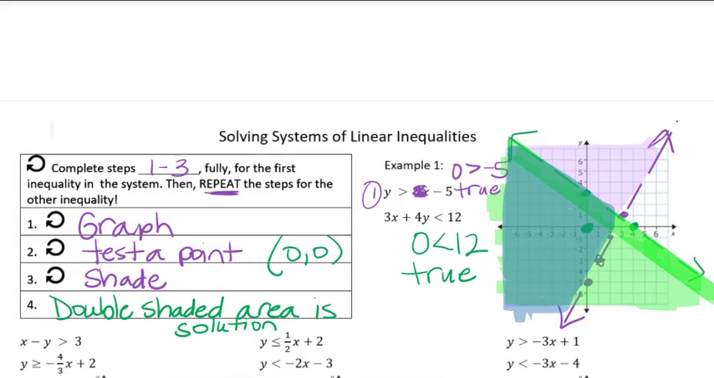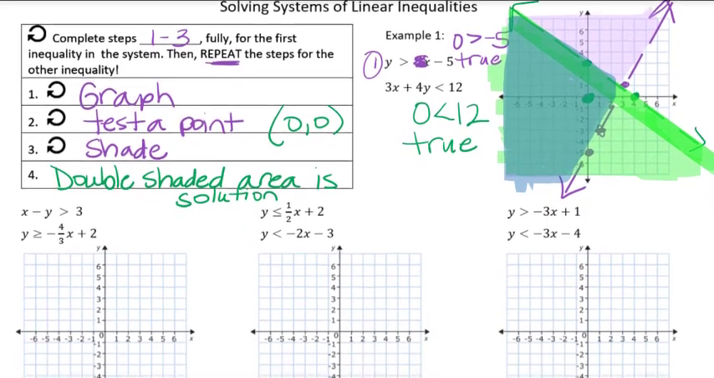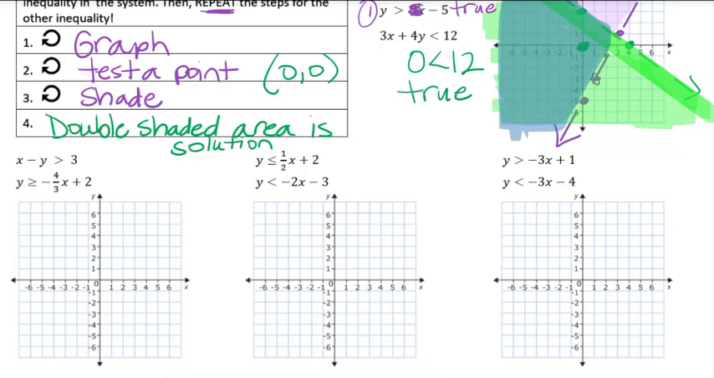I'm going to do one more example with you. We're going to look at this last one. The last one, my y-intercept is positive 1. I'm going to go ahead and graph that. My slope is negative 3 over 1, so I'm going to go down 3, 1, 2, 3 over 1. Do it a couple times. 1, 2, 3 over 1. And in this one, it's also going to be a dashed line.